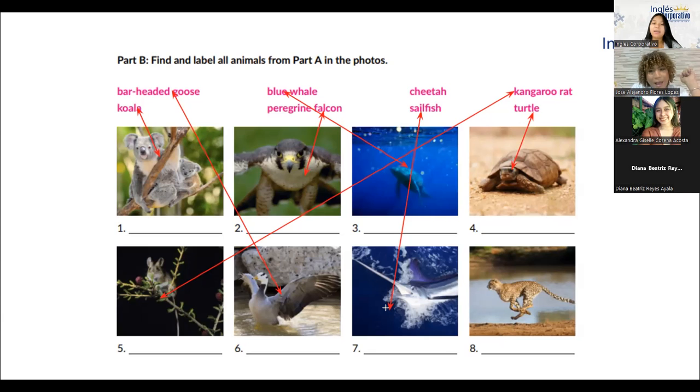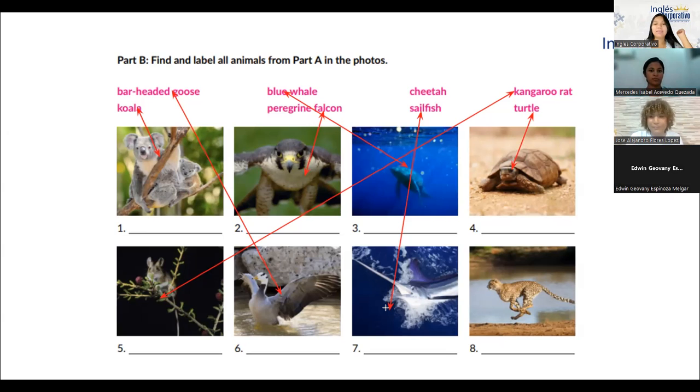Koala. I like koala. Tengo un falcon. I love all. I like all. Really? Yes. Okay. That is good, okay?